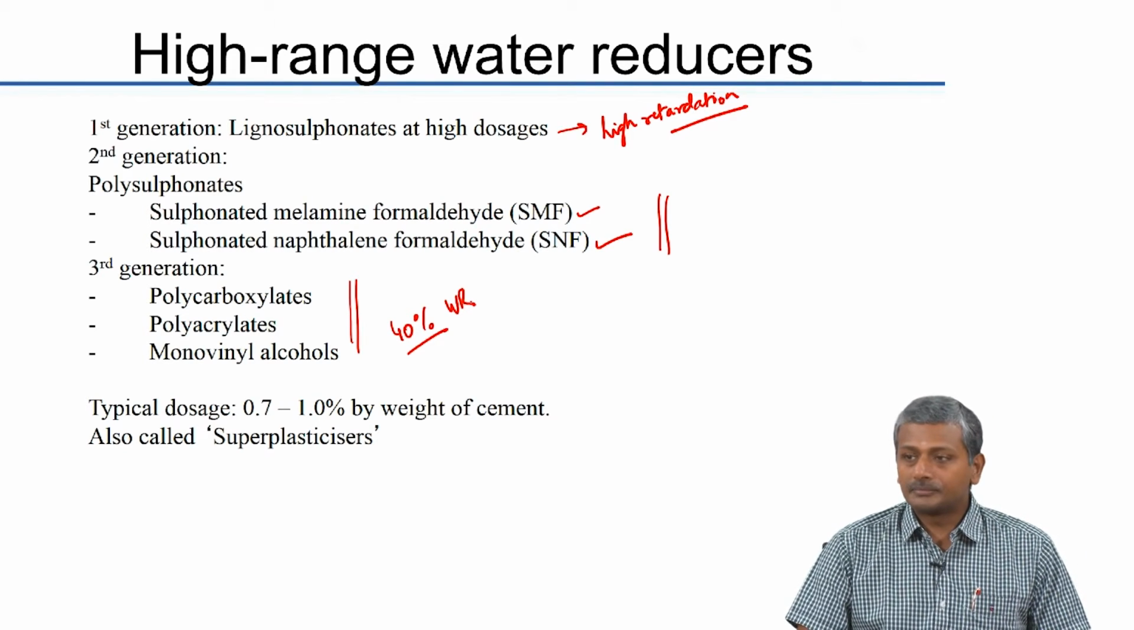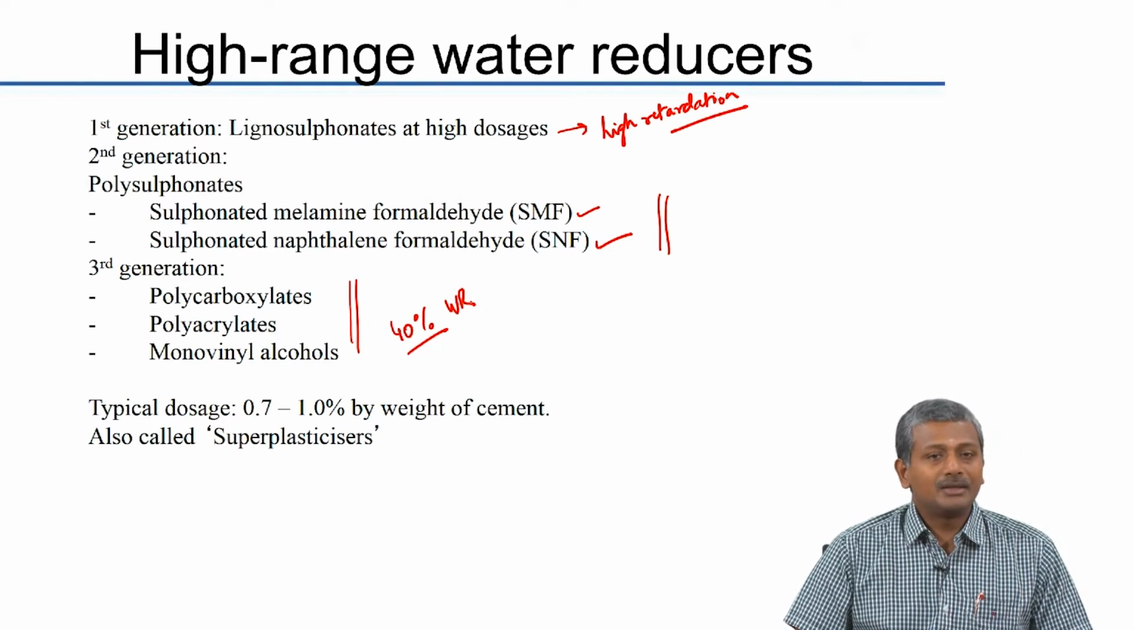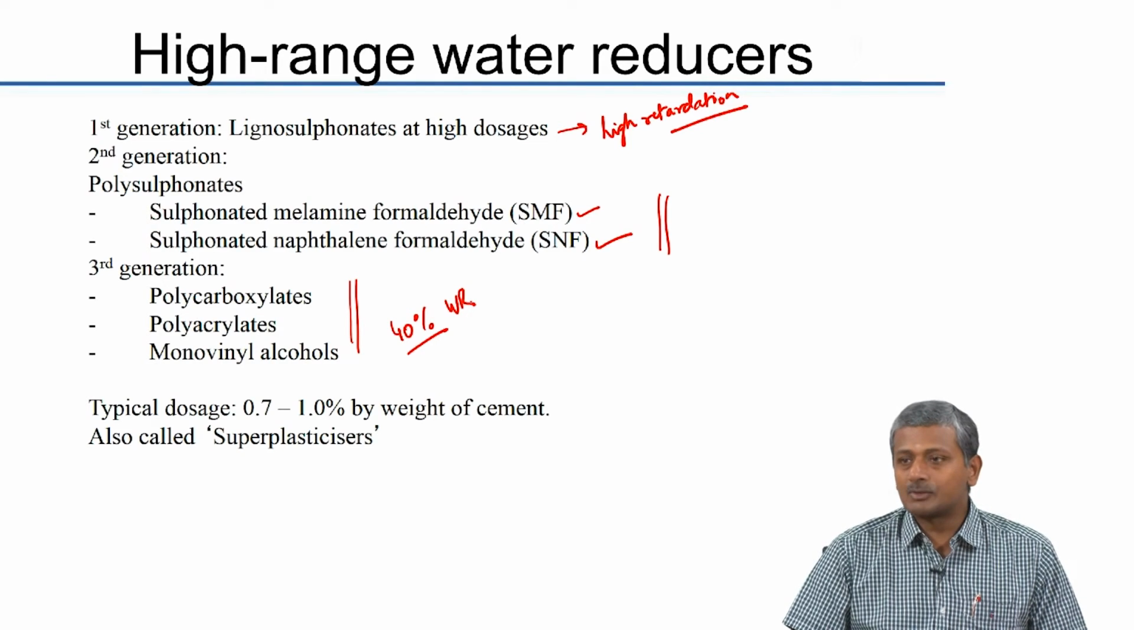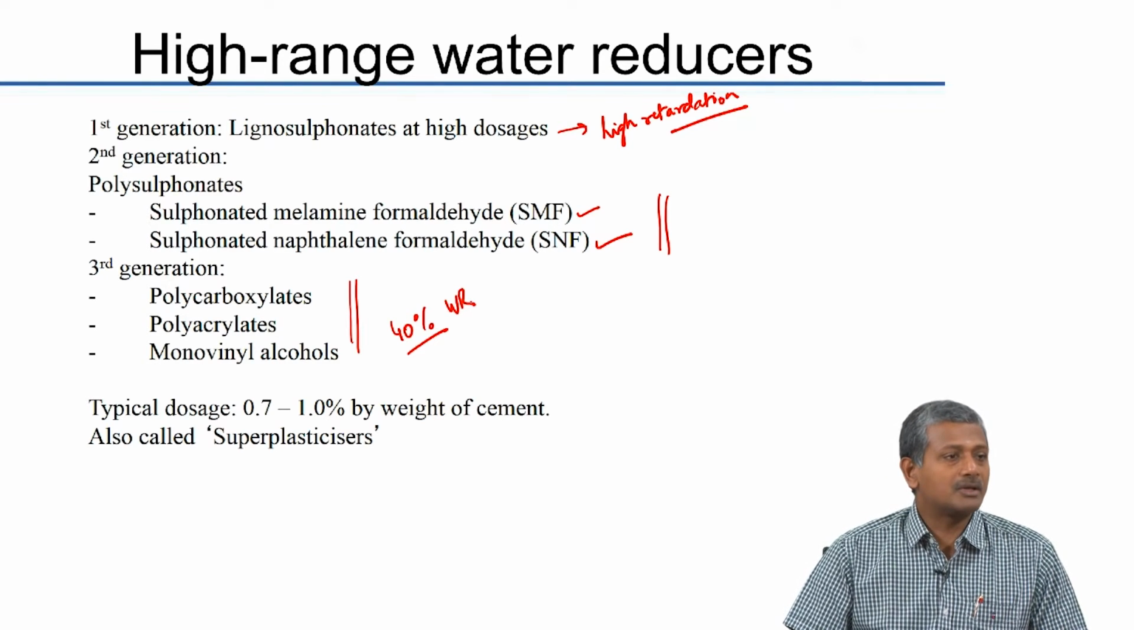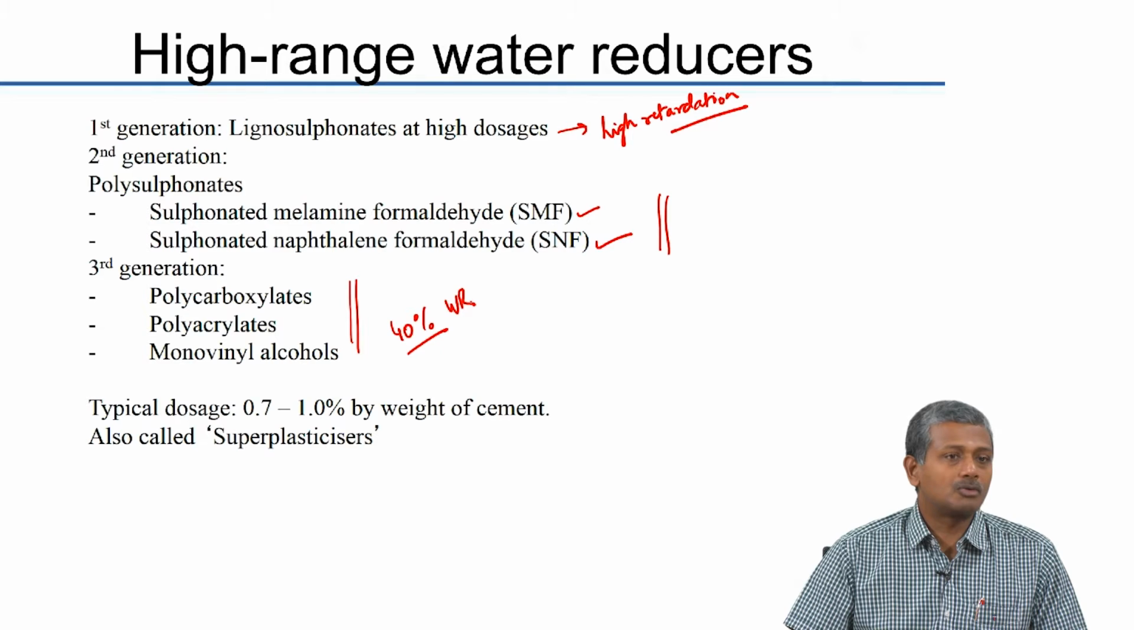Okay. Now, I will talk a little bit more about the structure of these plasticizers later, but again the chemicals that are used as superplasticizers are derived from other industries. So, lignosulfonates we talked about derived from the paper manufacturing.